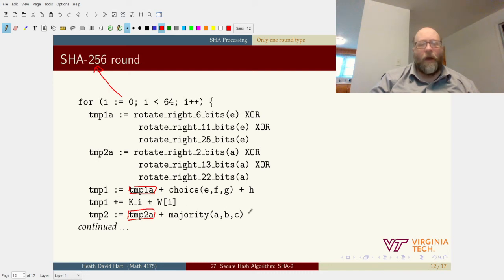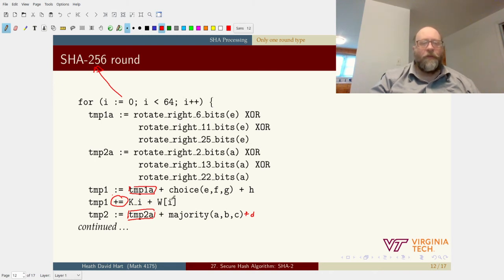And I have left off, because I'm just realizing I left off plus D here. So A, B, C, D get used in temp 2, E, F, G, and H get used in temp 1. Sorry about that. Okay. Temp 1 also uses, once we've calculated this value, the ith constant off of that table that I mentioned that's on pages 11 and 12 of the NIST specifications, plus the ith word of the input. So this is where the input is being used.